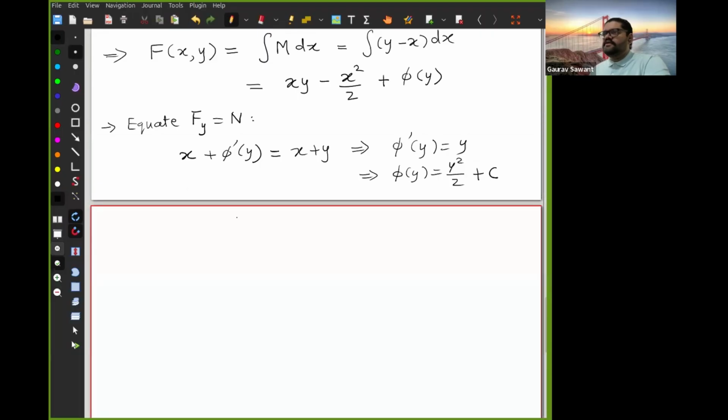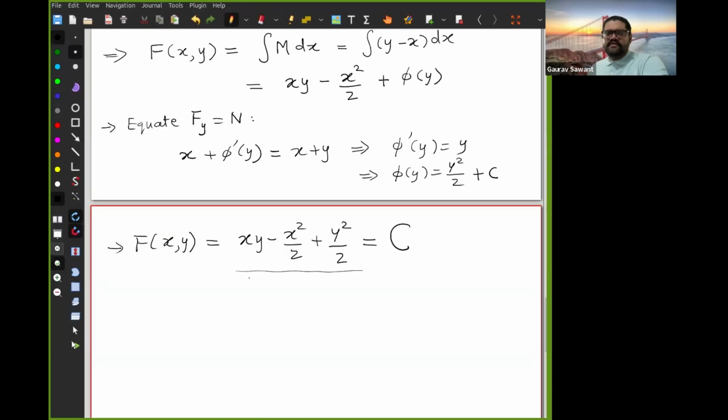Once that is done, all that is required is to substitute this phi of y upstairs, and I will have f(x,y) equal to xy minus x square over 2 plus y square over 2 plus c. And anyway, the solution of this is f(x,y) equal to a constant. So that constant can be absorbed, and it will be some other constant. So I'm writing it as a capital C.